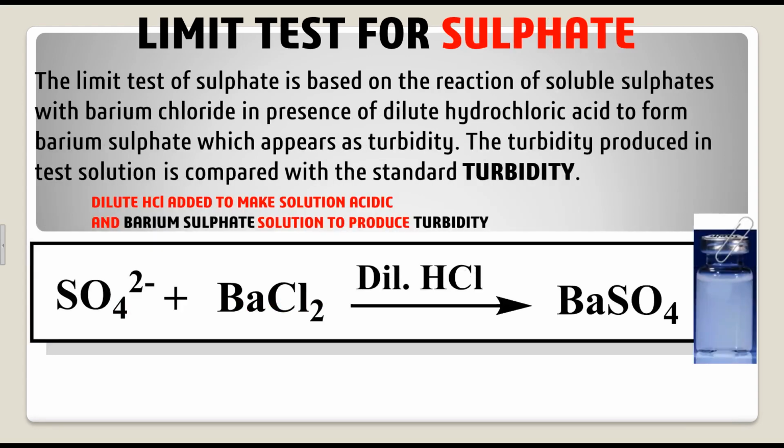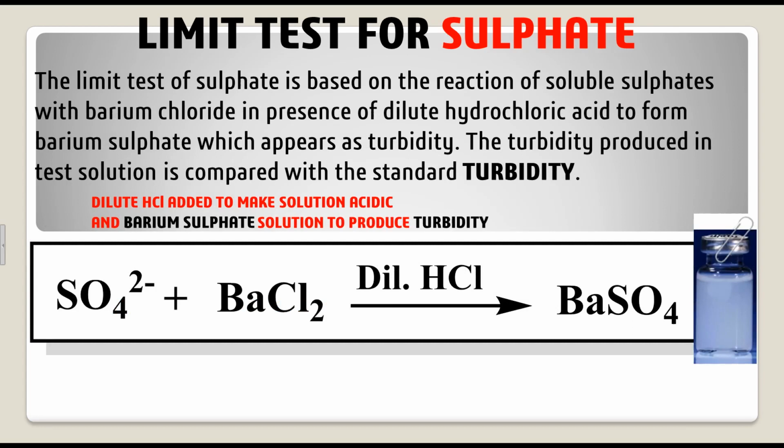Next limit test is sulphate. The limit test of sulphate is based on the reaction of soluble sulphates with barium chloride in presence of dilute hydrochloric acid to form barium sulphate, which appears as a turbidity. The turbidity produced in the test solution is compared with the standard turbidity. The purpose of adding dilute hydrochloric acid is to make the solution acidic and the barium sulphate solution to produce turbidity. The reaction is: sulphate reacts with barium chloride in presence of dilute hydrochloric acid, forms barium sulphate as a turbidity.